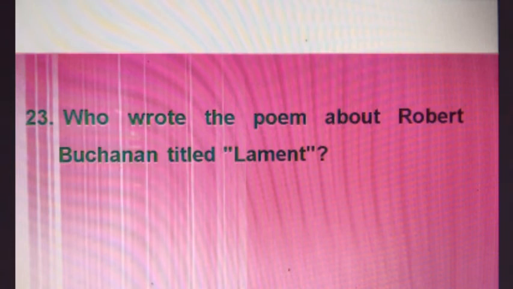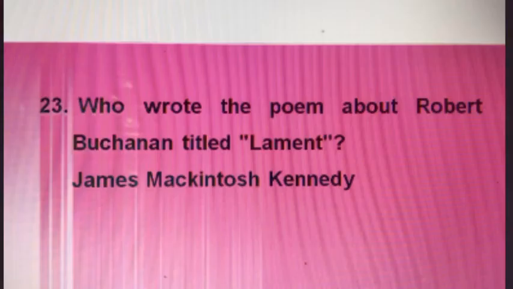Question number 23. Who wrote the poem about Robert Buchanan titled Lament? Answer: James Mackintosh Kennedy, also called James Kennedy.